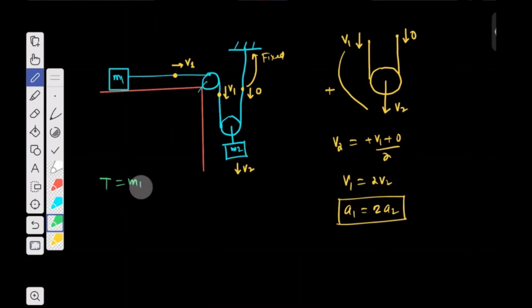And this will be the constraint equation, the fourth equation you can write easily. I write T equals M1A1. And here, if I consider T, it will be 2T going down with A2. So it will be M2G minus 2T equals M2A2. Equations 1, 2, 3 and the constraint. Understood?